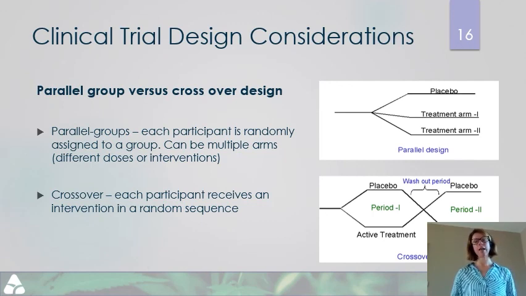There are problems in that they're very long, they can be very expensive for that reason, and also you have to have a very stable disease, because if you have a disease which is slowly deteriorating over time, then you have to also take that into consideration, which can make things more complicated. But that is what is called a crossover design.